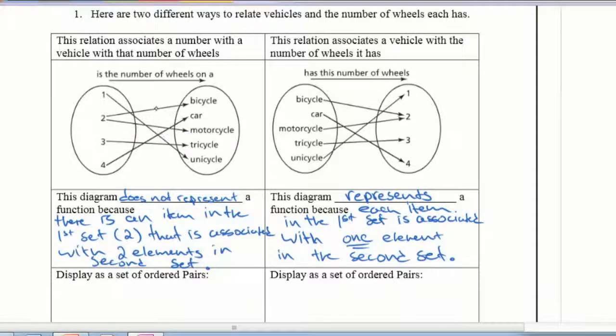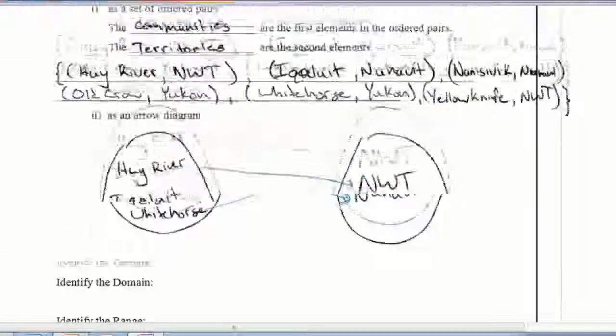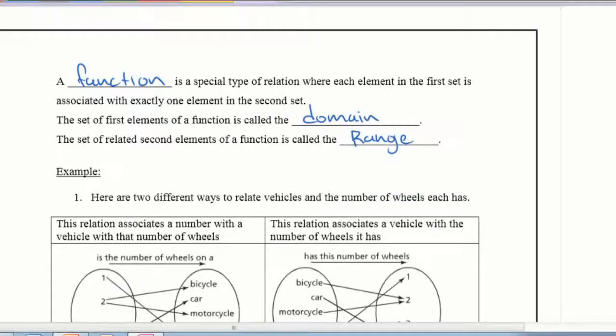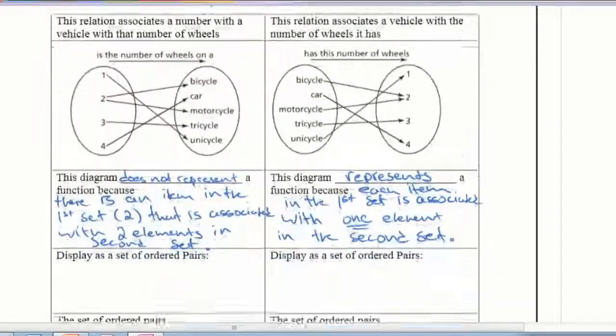So that's the difference between a relation and a function. The 2 has 2 arrows leaving it, but in the second example, there's only 1 arrow. So to answer your question, Alex, what if there are no arrows leaving it? A function has to have exactly 1 element in the second set. So if it has no elements in the second set, we're not dealing with a function.